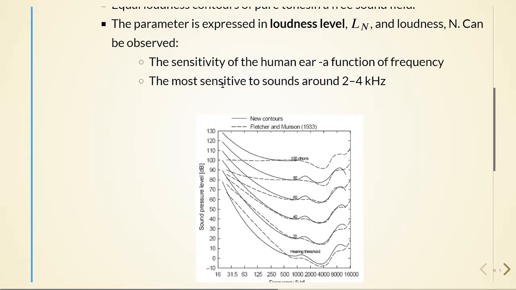And we can observe the sensitivity of the human ear as a function of frequency. And we also can see that the most sensitive range for sounds is around 2 to 4 kilohertz. So here, here, and here.